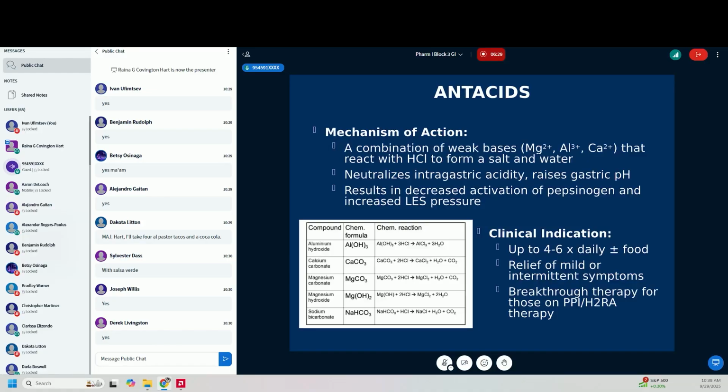Also, you see that these are for your patients who aren't very severe, right? So mild to intermittent symptoms. These are your patients who are going to go out and say, oh, yes, I have an H2RA, or yes, I have a proton pump inhibitor, but I'm experiencing some breakthrough and they're going to need some medication. So this is what we typically will give those patients.